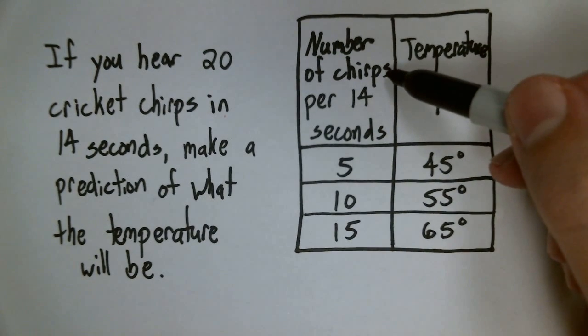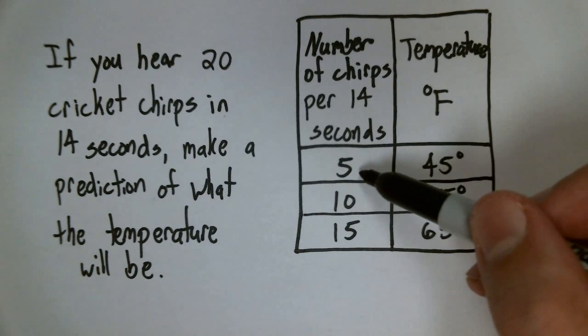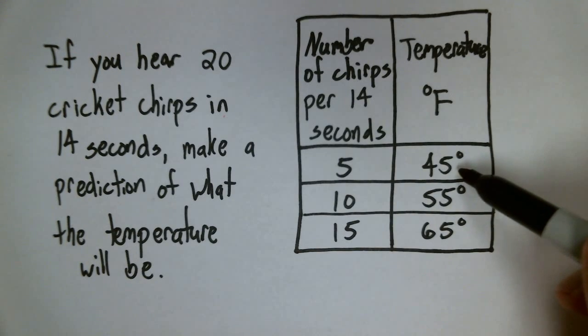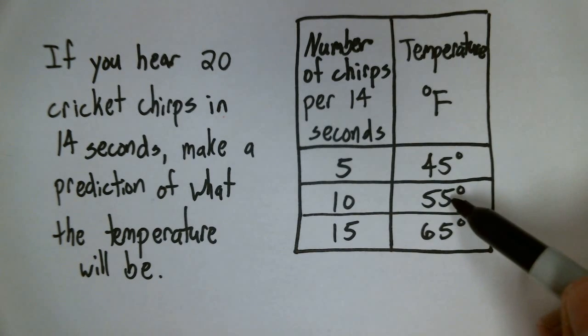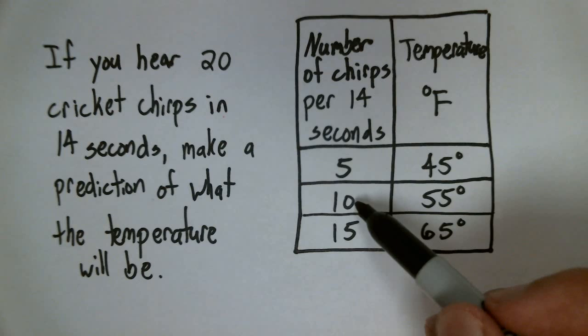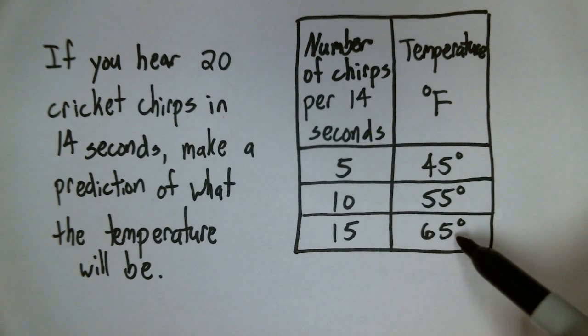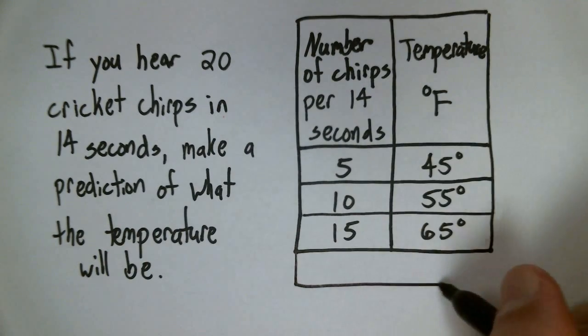This is the number of chirps from the crickets per 14 seconds. So in the first 14 seconds, I have five chirps with a temperature of 45 degrees. In the next 14 seconds, after 28 seconds, I'm going to hear 10 chirps. The chirps are being affected by the temperature. So after 28 seconds, I have 55 degrees, 10 chirps. And then after another 14, after 42 seconds, I hear 15 chirps, and the temperature's rising up to 65 degrees.